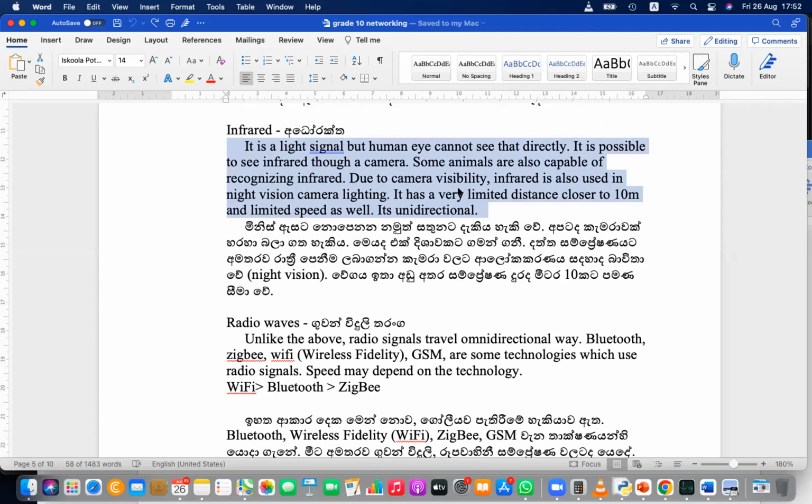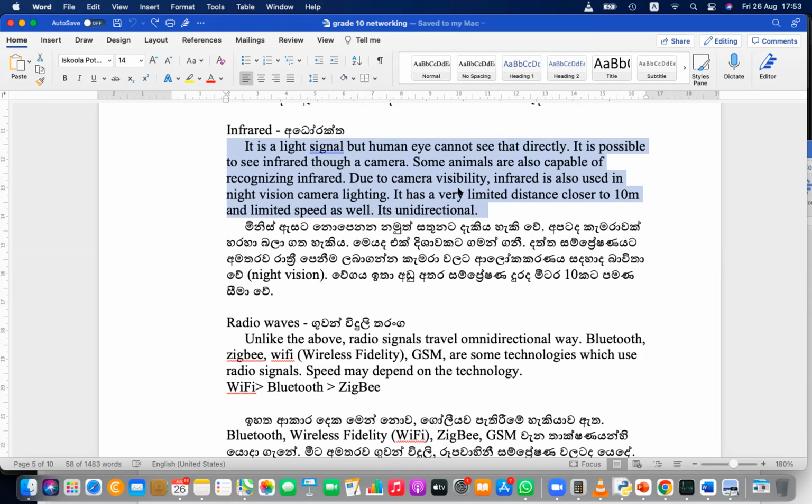හැබැයි if you turn on a camera, then you can see the road very well because the lights are there. But these lights are infrared lights. Therefore, this infrared lighting is used for night vision cameras. Right? So that is the thing. I hope now you have the idea. Right? What is infrared and how it works.